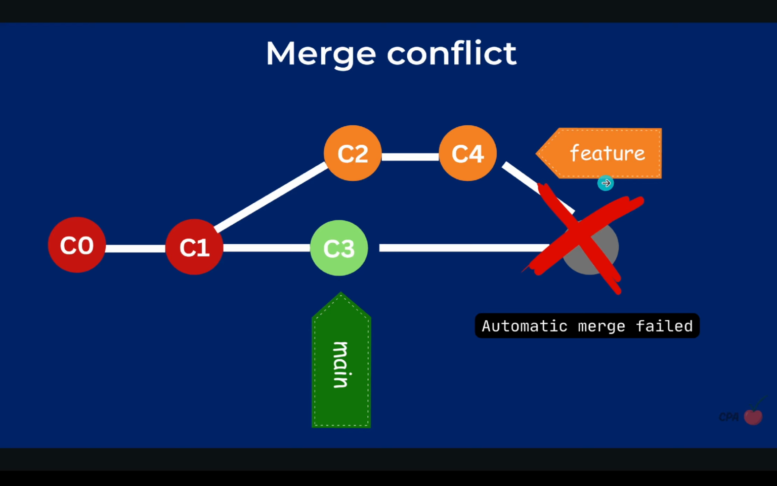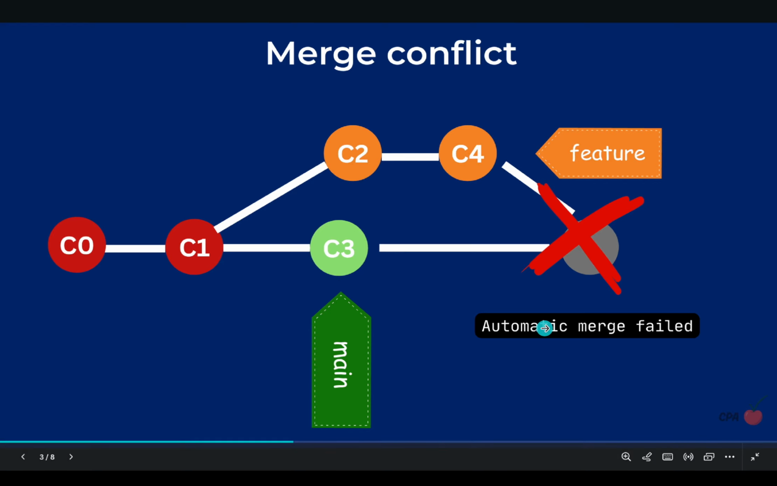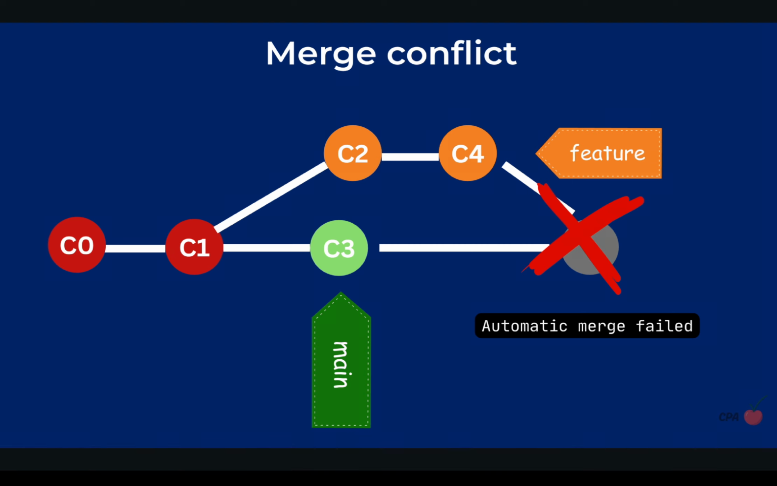So we're trying to merge our feature branch to the main branch, but Git tells us that it cannot do this merge automatically and that there are merge conflicts. In this video, we will cover different types of Git conflicts. We will see why they happen and how we can resolve them.